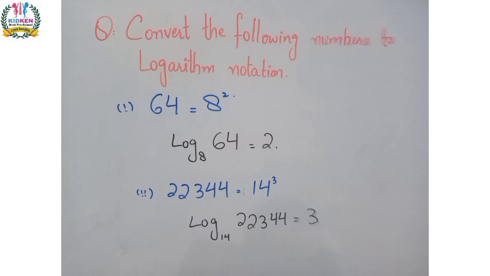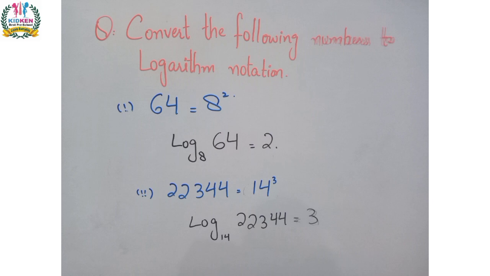Next question is convert the following numbers to logarithm notation. Simply you can write this in logarithm notation, as we have the question 64 is equal to 8 power 2. So in logarithm notation you can write log base 8 of 64 is equal to 2, which is the equal form.